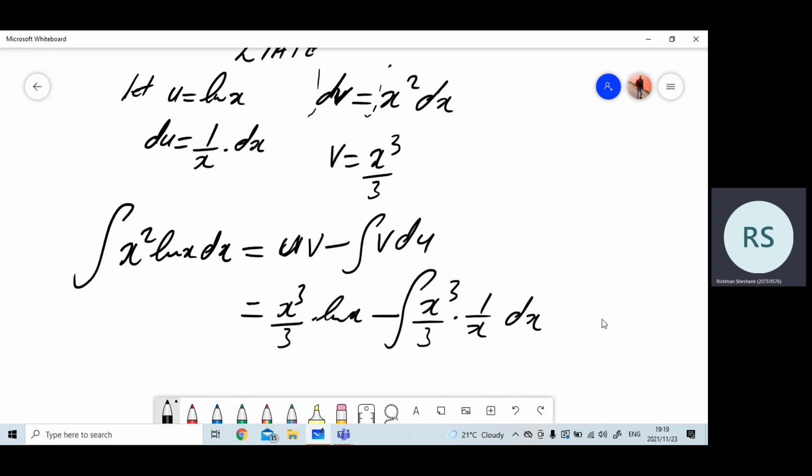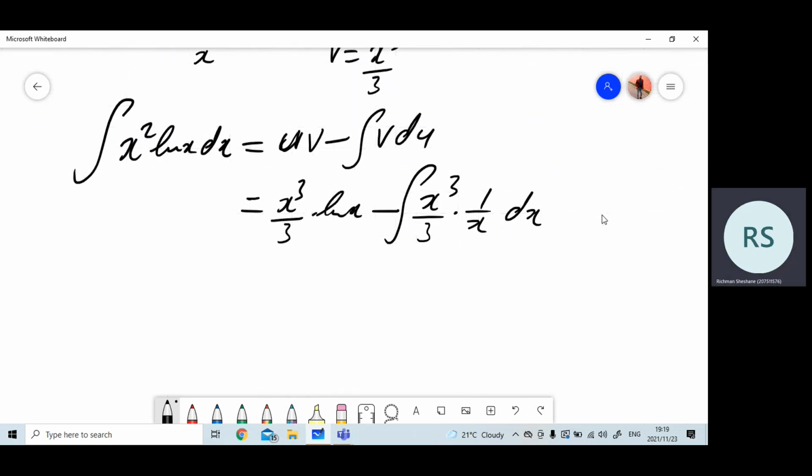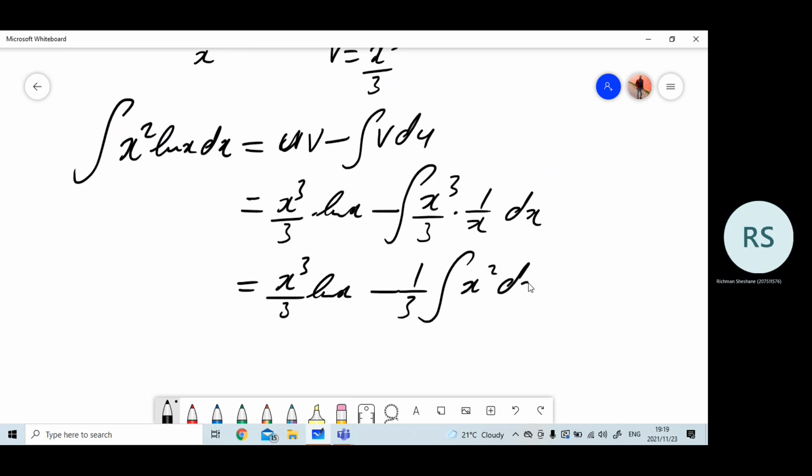So the next step is just to evaluate this second term integral. It's always going to be easier to integrate the second term. Let's see. x to the power of 3 over 3 ln x minus, we can take 1 over 3 out, and integral x to the power of 3 divided by x, it's x squared, dx. So you see now it's easy to integrate this. So let's return the first term.